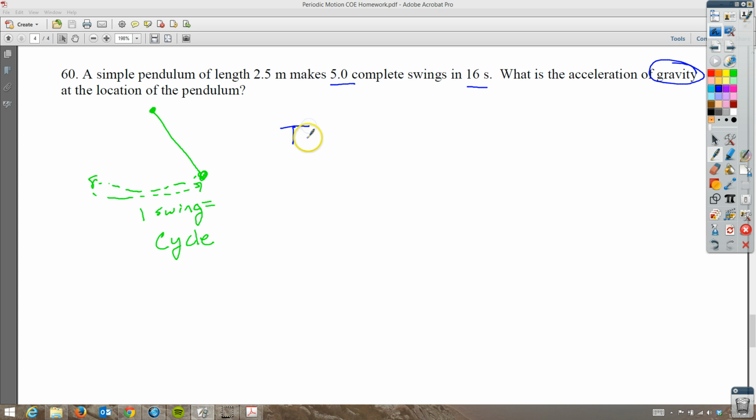Our equation for the period of a pendulum, so we'll do TP instead of TS, is equal to 2 times pi times the square root of the length of the pendulum divided by gravity. Notice that mass does not matter here. So we don't worry about the mass that's hanging on the end of the pendulum. You have to have a mass, but it doesn't matter what that mass is.